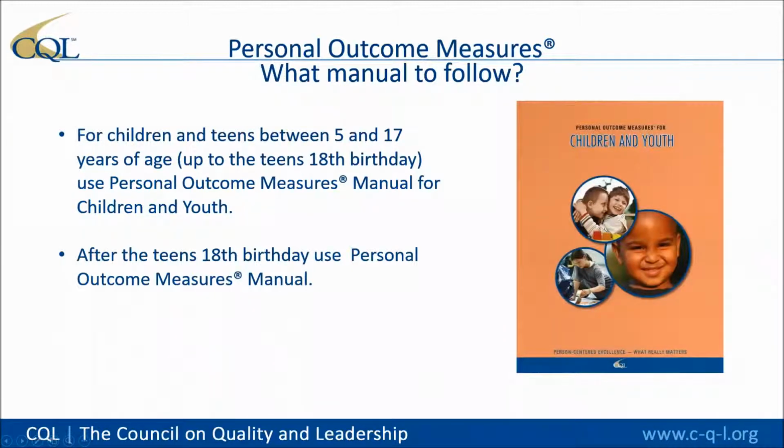For clarification, I'll first begin discussing what manual we'll be referencing for today's webinar. For children and teens between 5 and 17 years of age, up to the teen's 18th birthday, we use the Personal Outcome Measures Manual for Children and Youth. After the teen's 18th birthday, we use the Personal Outcome Measures Manual, or POMS, for adults.